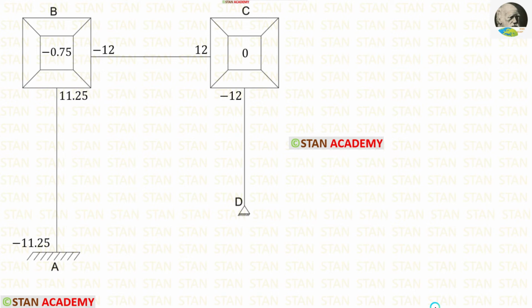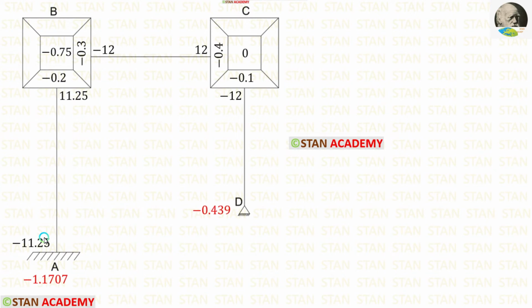In the joints, we have to add the fixed end movements. In the joint B, we have two fixed end movements. When we add them, we are getting minus 0.75. In the joint C also, we have two fixed end movements. When we add them, it will be 0. Now let us enter the rotation factors. The rotation factor for BA here, for BC here, for CB here, and for CD here. Also, let us enter the displacement factors. The displacement factor for the column AB here and for the column CD here.